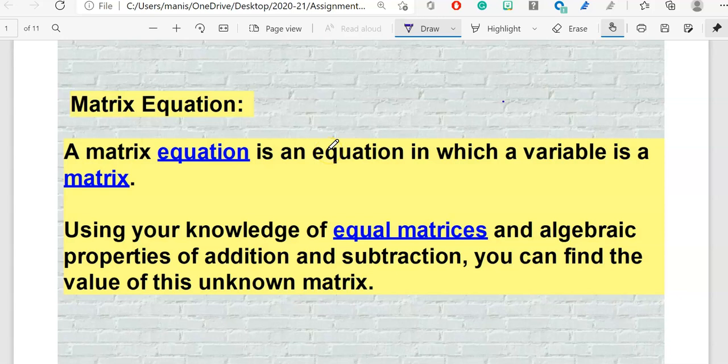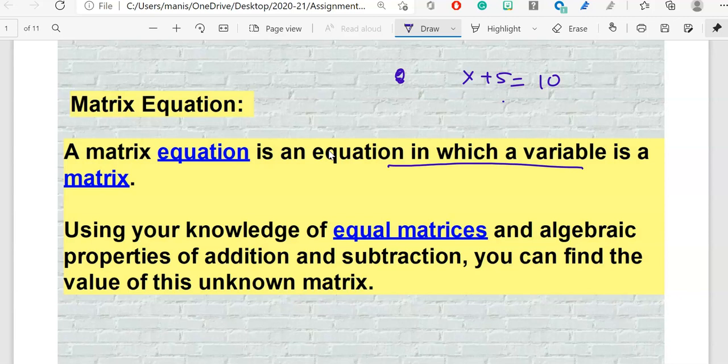Hi, today we will learn about matrix equations. So what is a matrix equation? A matrix equation is an equation in which a variable is a matrix. What this statement means is, our regular equation is like, let's take an example: I have an equation x plus 5 is equal to 10. This is just an equation.